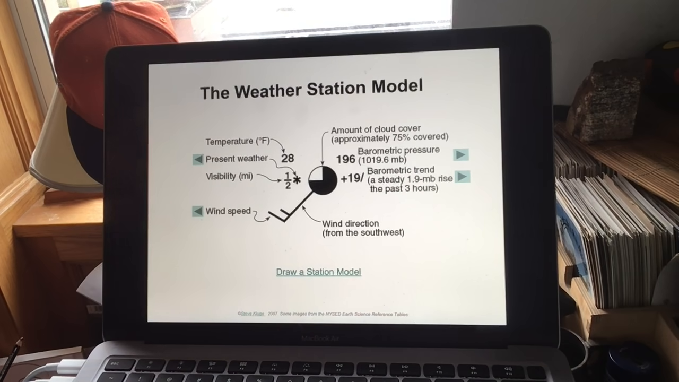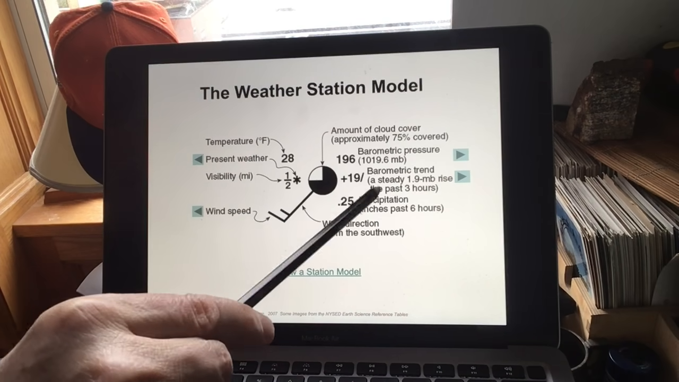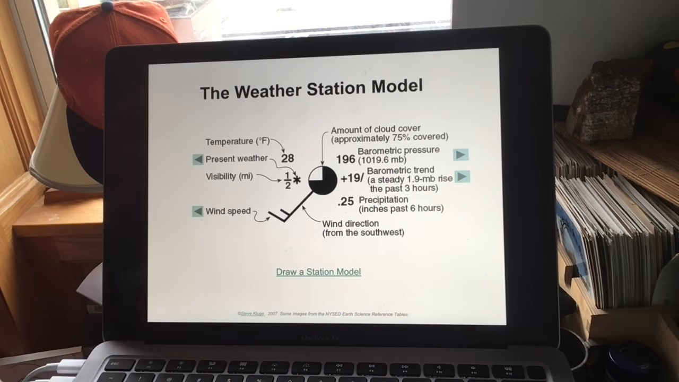Then, precipitation. Just how much has it done whatever it's done, rain, snow, sleet, hail, in the last 6 hours? In this case, it has snowed 1/4 inch, according to this station model.